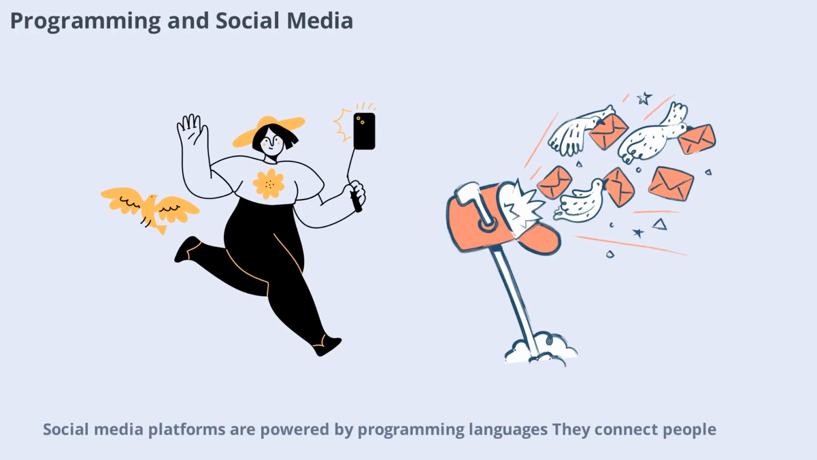Social media platforms are powered by programming languages. They connect people, share information, and enable communication across the globe. Code makes it possible to build networks that bring us closer together.